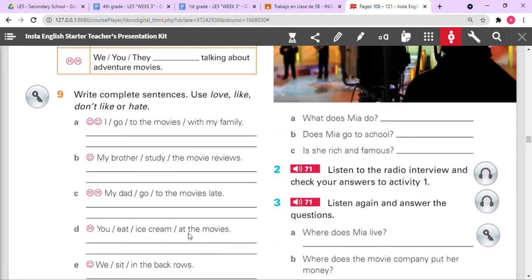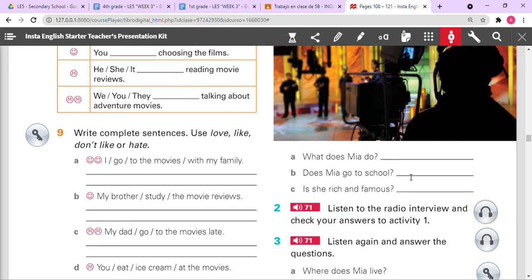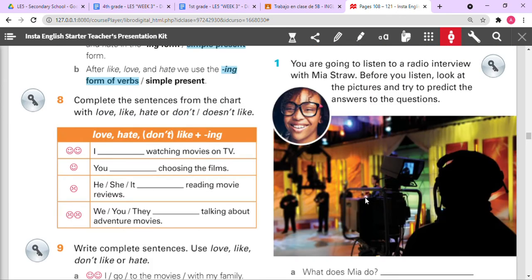Okay? Now, here it says listening. We're going to finish the listening activity. Shall we start? Number one, you are going to listen to a radio interview with Mia Straw. Before you listen, look at the pictures and try to predict the answers to the questions. Now, here are the questions. What does Mia do? Does Mia go to school? Is she rich and famous? Okay, look.